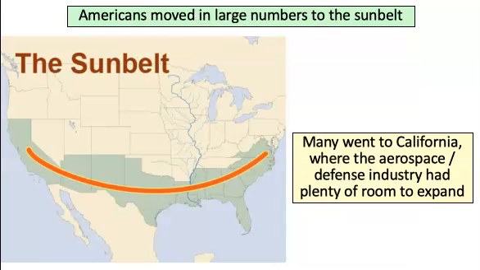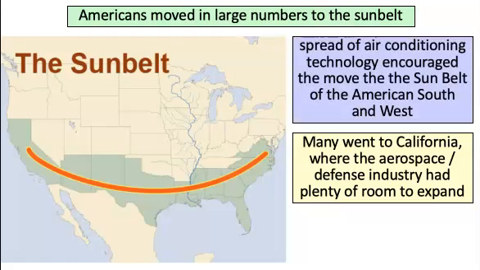Now, not only were Americans moving to the suburbs, but they were also moving to the Sun Belt. Now, this is due to two reasons. Number one, the spread of air conditioning technology is going to encourage the move to the Sun Belt, the American South and the American West, partly because with air conditioning, you can now tolerate living in those hot and humid conditions. I would not live in Georgia if air conditioning did not exist. I would have told my wife she was crazy when she said, hey, let's move to Georgia.